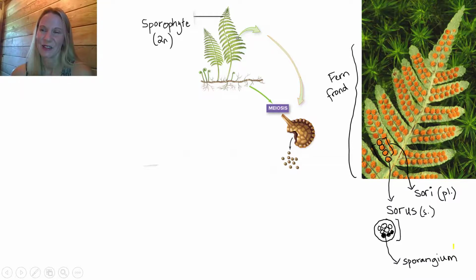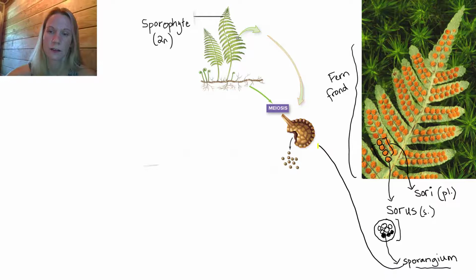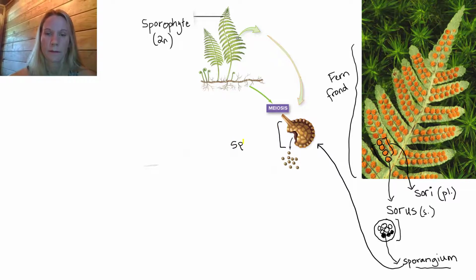Okay, so a fern frond is the sporophyte. The sporophyte produces spores. On the fern frond, there are collections of sporangia within each sorus. Inside of the sporangia, we would find the spores. So this is a picture of one of these sporangiums. So if we took a sporangium and we looked at that under the microscope, that's this structure in brown. So this is a sporangium.